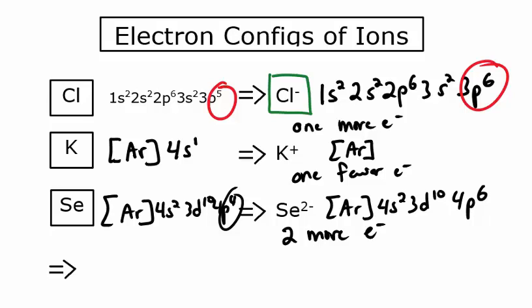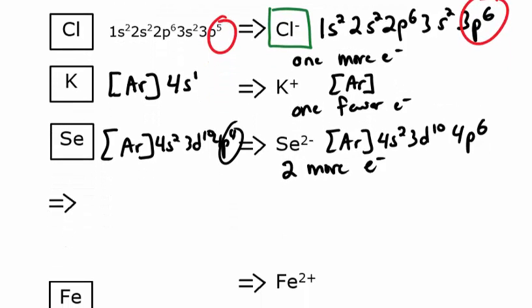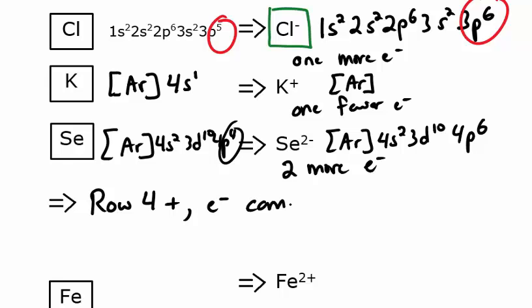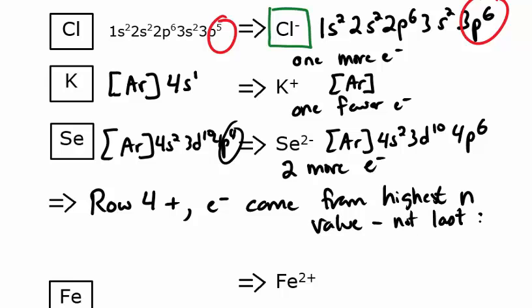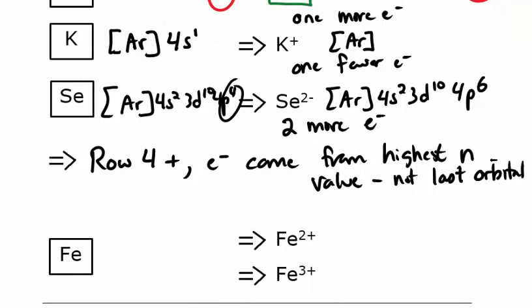All right, now there is another subtlety I need to tell you about. If you are in row 4 or higher and you're making a cation, there's a little bit different rule on where the electrons come out of. Okay, the electrons come from the highest n value, not the last orbital. And I'll show you what I mean by that. Okay, this is only for making positive ions.